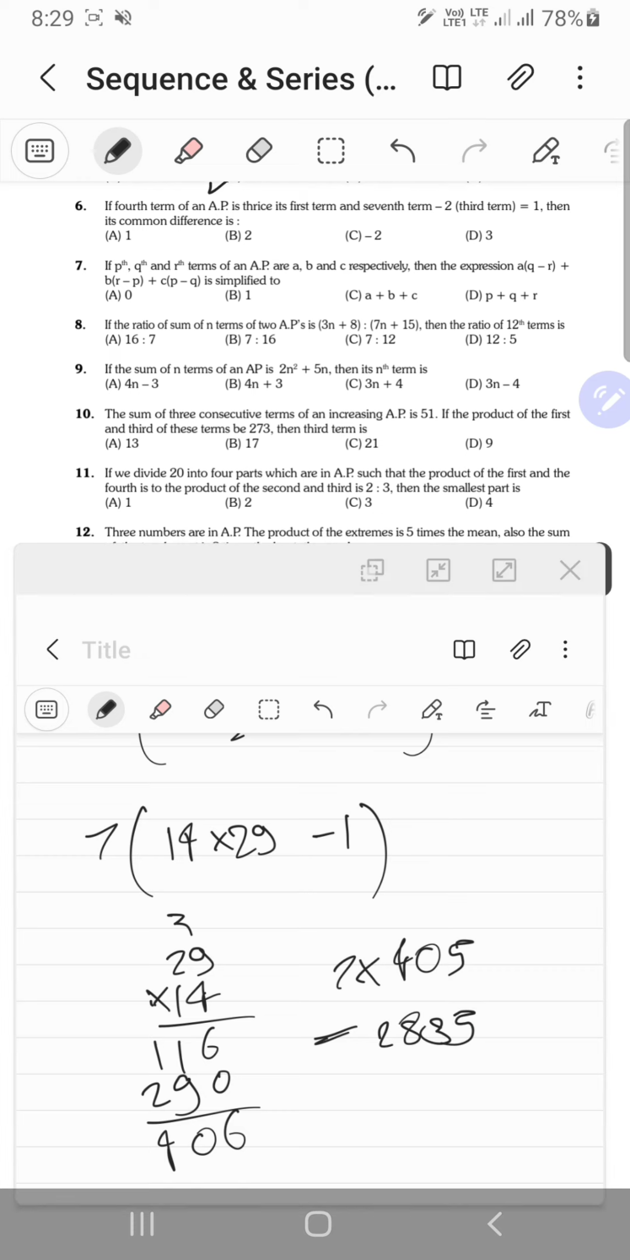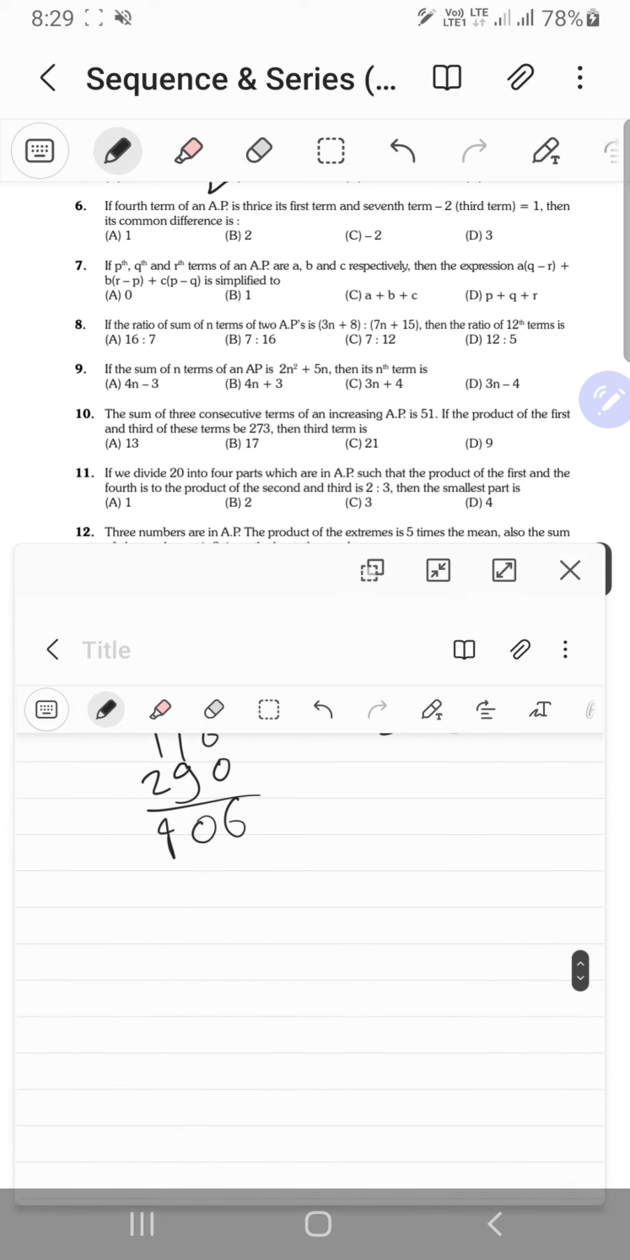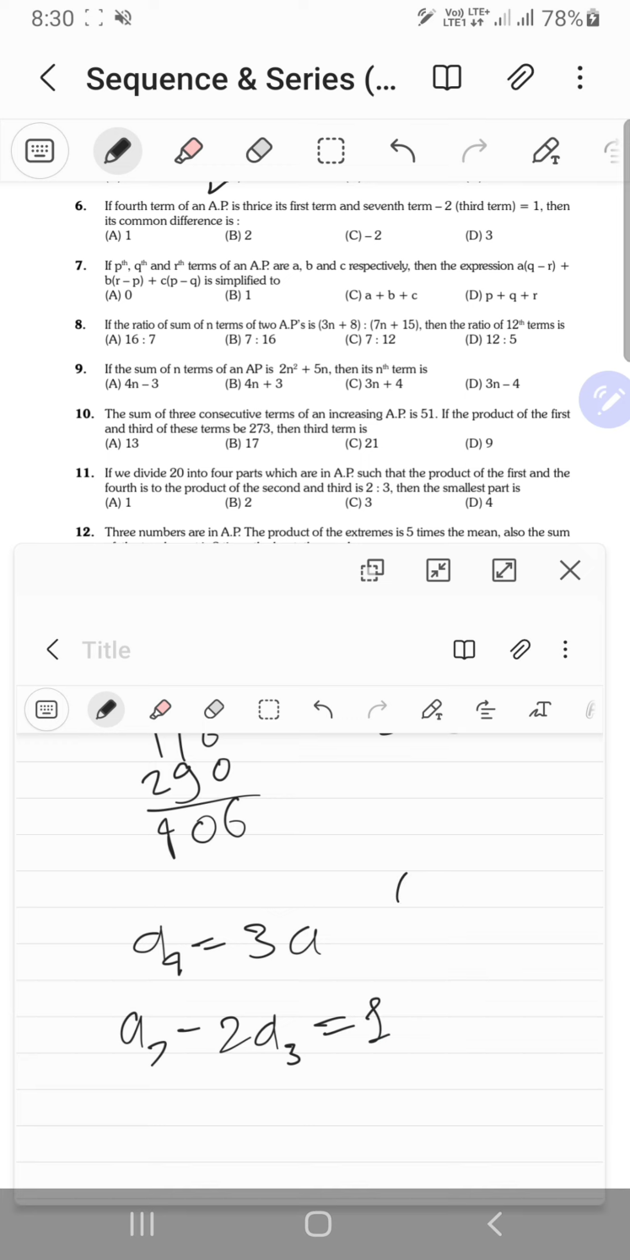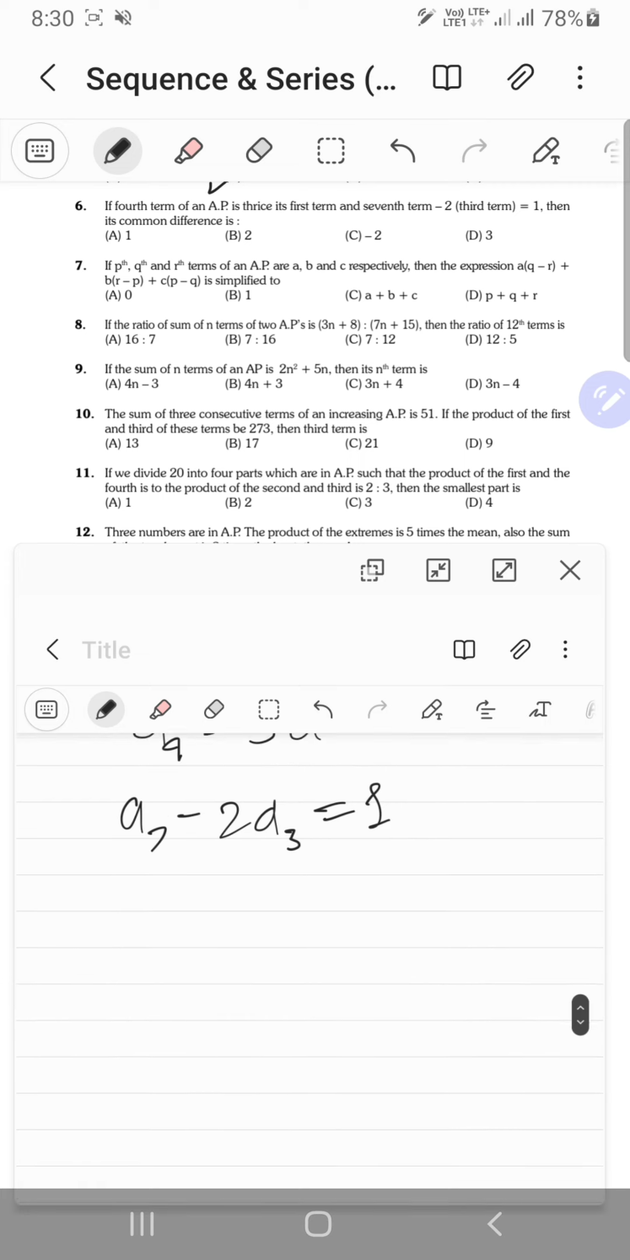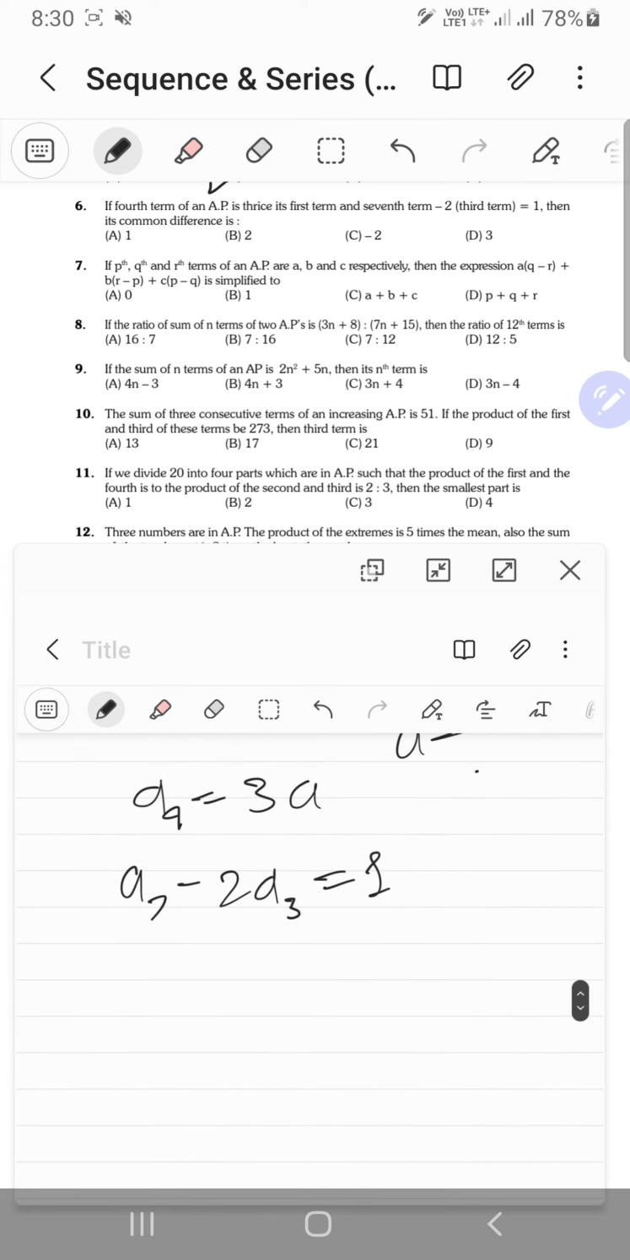Okay, next question. If the fourth term of an AP is thrice its first term, and the seventh term minus 2 times the third term is 1, then its common difference is, so you need to find what d is. Okay, it's not that complicated. So the first condition just means that a plus 3d equals 3a. So 3d equals 2a.